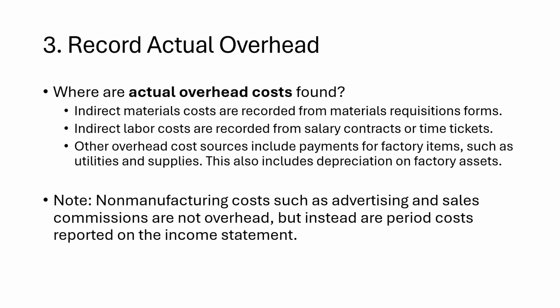So think about the different types of overhead. That'd be indirect materials, indirect labor, utilities. Indirect material cost comes from materials requisition forms. Indirect labor costs come from salary contracts or time tickets. And then the other overhead costs, things like utilities, would come from a power bill or payments for rent or other things for the factory like supplies. Also includes depreciation expense. So there are source documents to show actual amounts of these items that make up overhead.